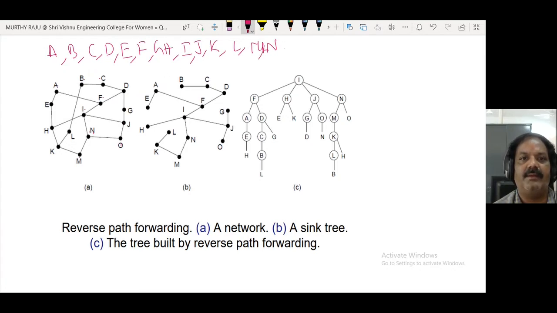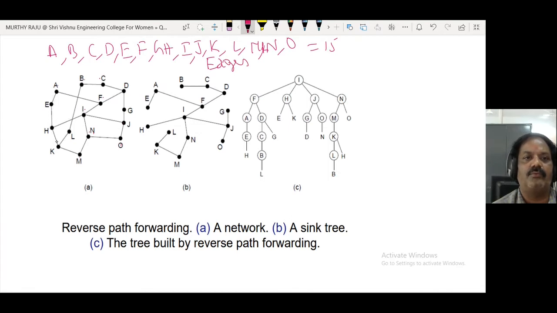And M, N, O also. 1, 2, 3, 4, 5, 6, 7, 8, 9, 10, 11, 12, 13, 14, 15. 15 nodes. Calculate edges. So calculate the number of edges in this graph.